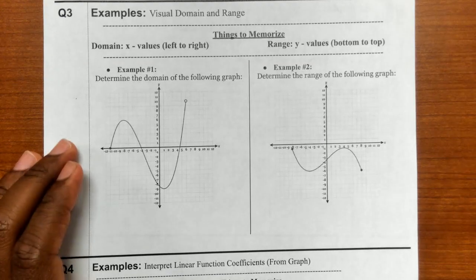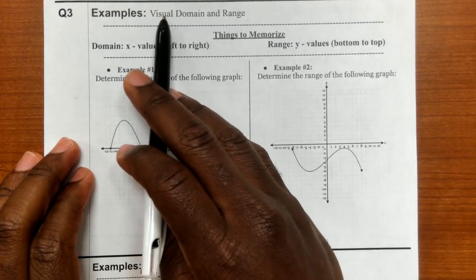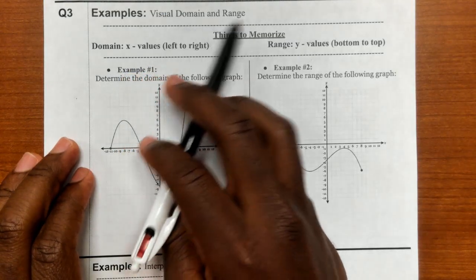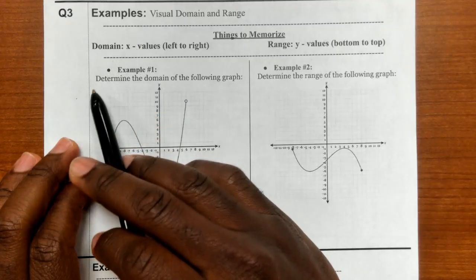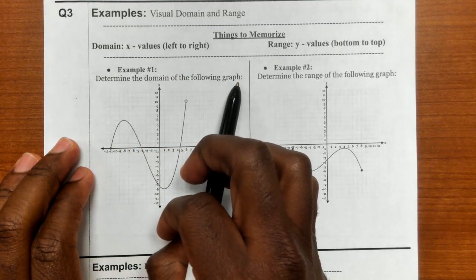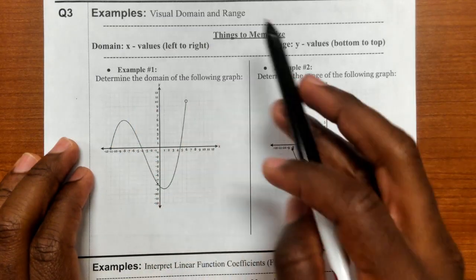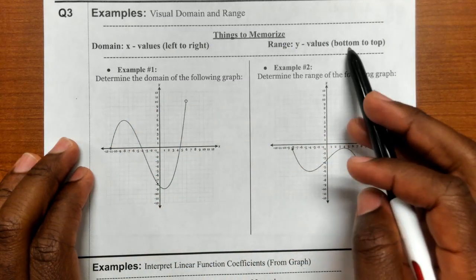Unit 4, linear and absolute value functions, question number 3. Question number 3 wants us to identify the visual for domain and range. First, the question says determine the domain of the following graph. Domain are your x values, so you need to look from left to right. Range are your y values, you look from bottom to the top.